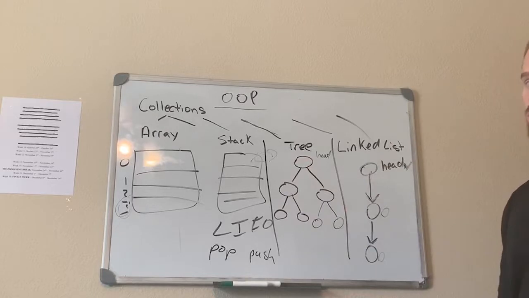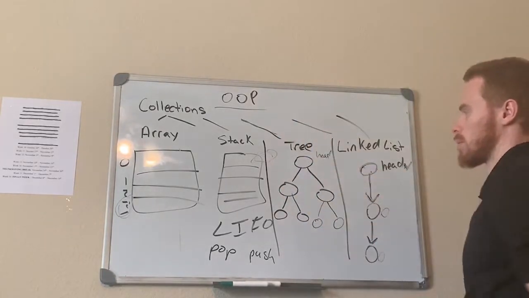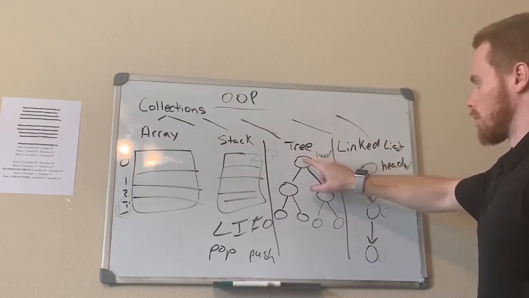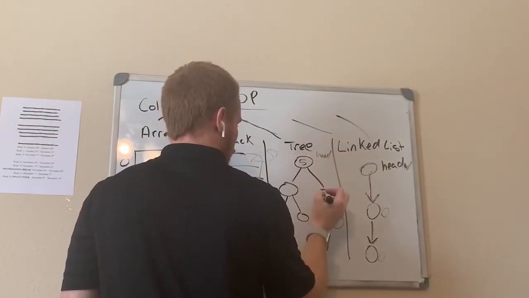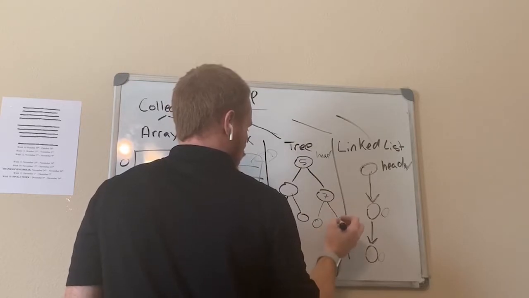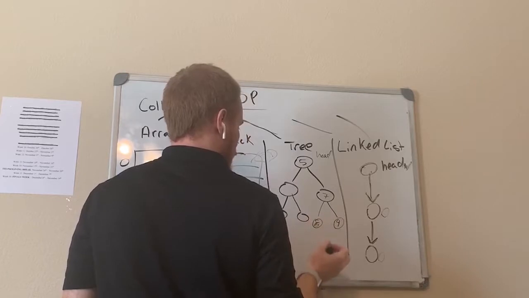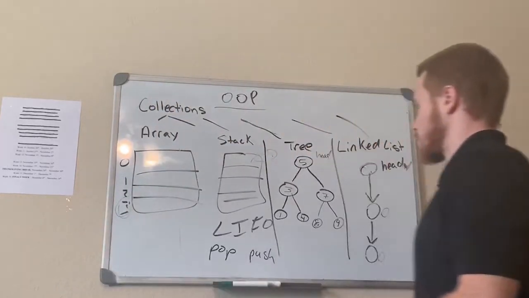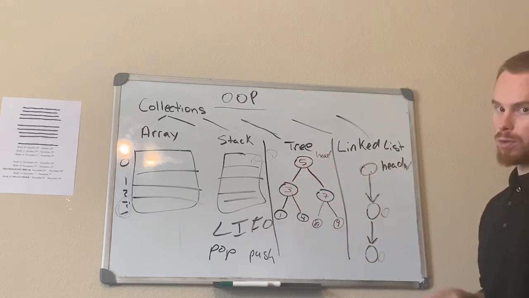And trees are really good for searching, because if you have a bunch of numbers, let's just fill this out real quick. 5, 7, and 9, and 6. Okay. And then 3, and 1, and 4. So I don't know if you can see that, but this is an example of why a tree is good for searching.